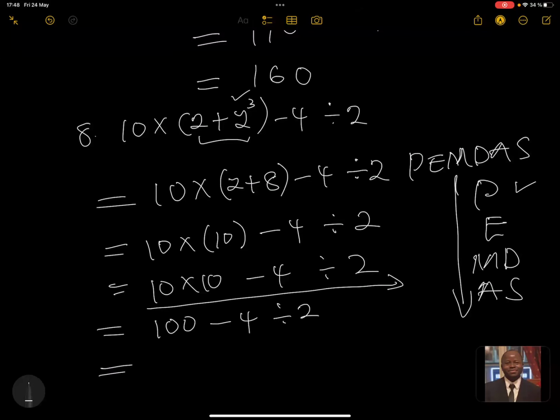Fraction and what? Division. So 100 minus 4 is 96. According to PEMDAS, division comes before subtraction, so 4 divided by 2 is 2. Is it?